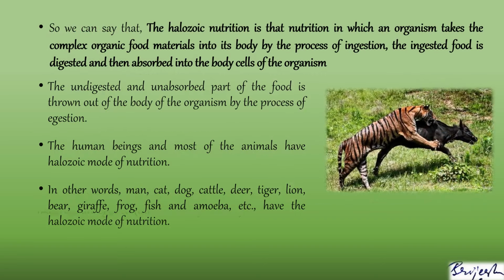So we can now say that holozoic nutrition is that nutrition in which an organism takes the complex organic food materials into its body by the process of ingestion. The ingested food is digested and then absorbed into the body cells of the organism. The undigested food and unabsorbed part of the food is thrown out of the body of the organism by the process of egestion. The human beings and most of the animals have holozoic mode of nutrition. In other words, man, cat, dog, cattle, deer, tiger, lion, bear, giraffe, frog, fish, and amoeba have the holozoic mode of nutrition.